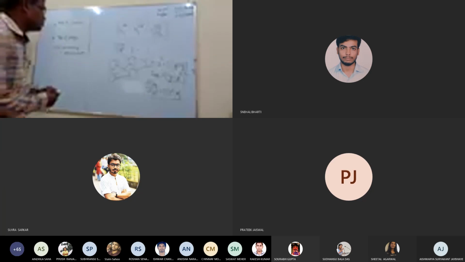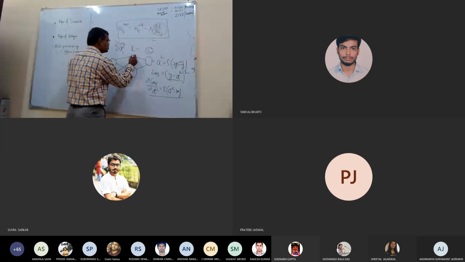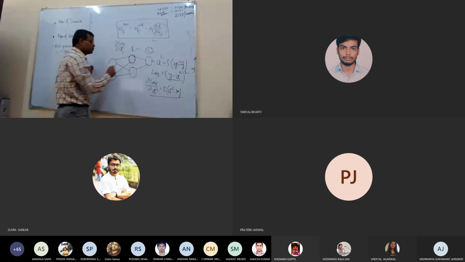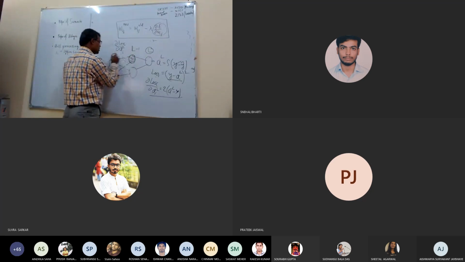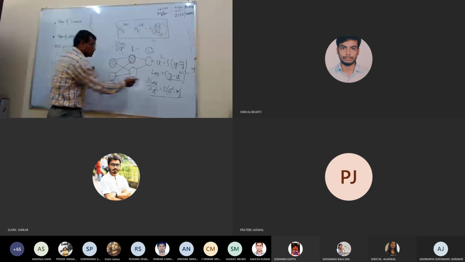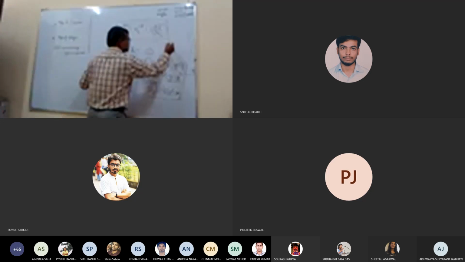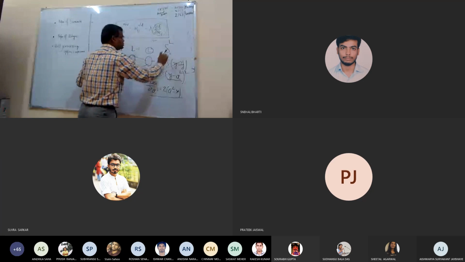Now what do we do? Once we compute the loss here, then we compute the loss for this node. Once we compute the loss for this node, again we compute this one and we go in that way. So this loss I can write as delta at the level L. So there is only one node.